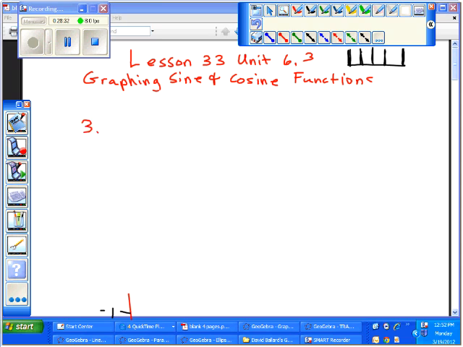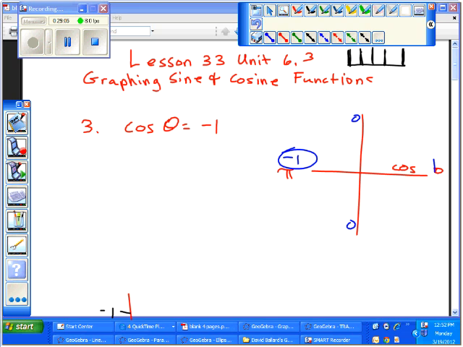Question number 3 says, find the values of theta for which each equation is true. Cosine theta is equal to negative 1. Back to the unit circle, which is where our graph came from. When we're talking about cosine, the cosine of 0 is what? 1. The cosine of pi is negative 1. And then it's 0 here and 0 here. There's one place that cosine was negative 1 when you go around the circle.